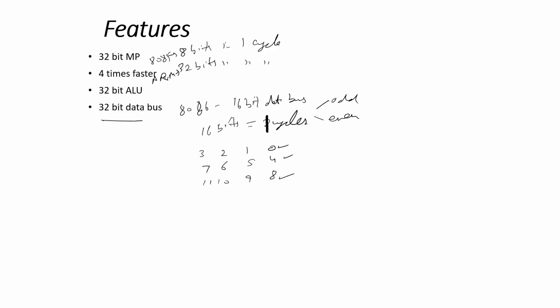Next point is it has a 32-bit instruction, that is RISC-based architecture. What does RISC mean? Reduced instruction set computer. RISC processors are performance-oriented processors, whereas CISC processors are flexible as compared to RISC architecture. So these are not a rigid architecture, but RISC architecture follows the principle of rigidity.